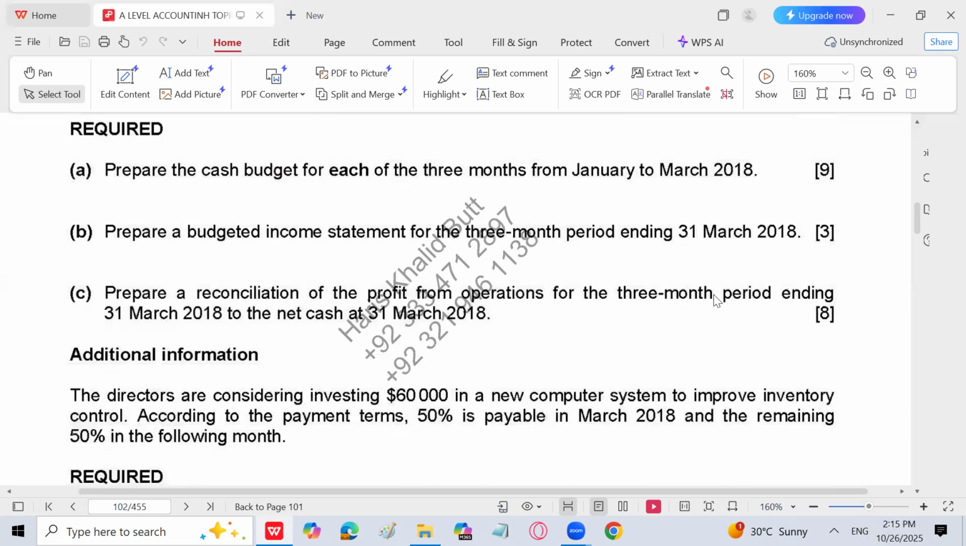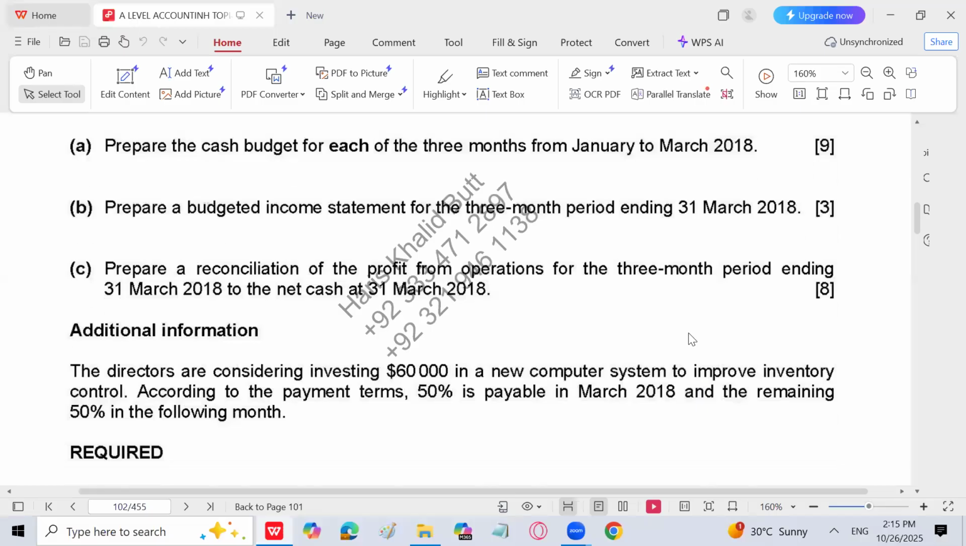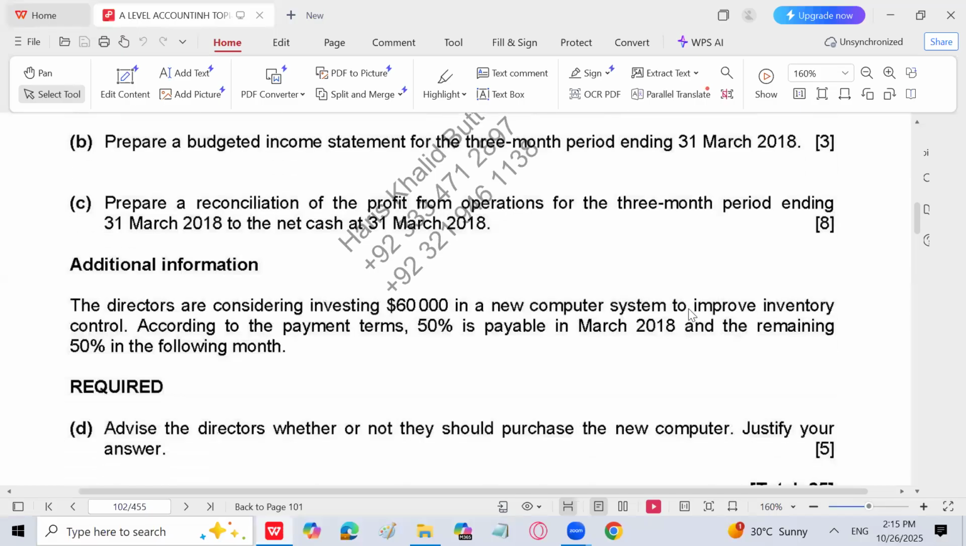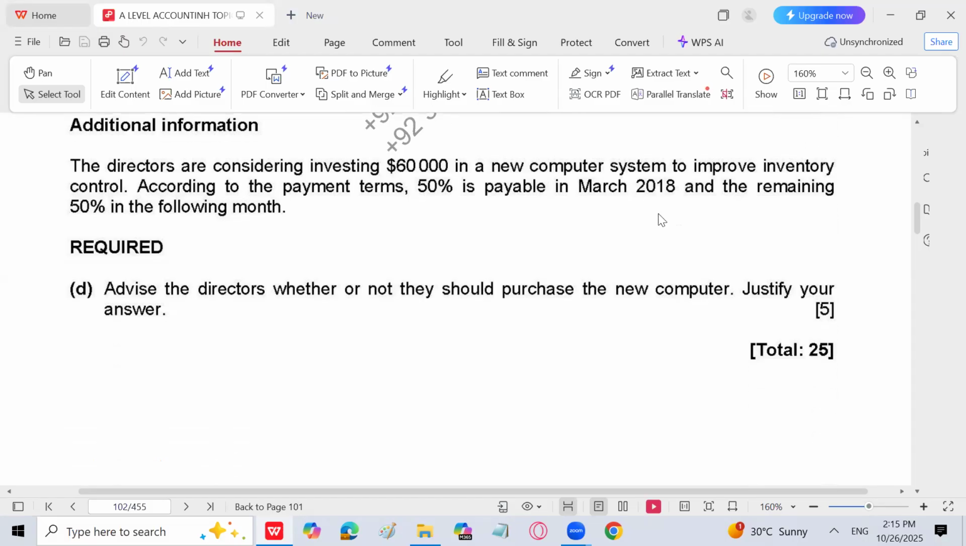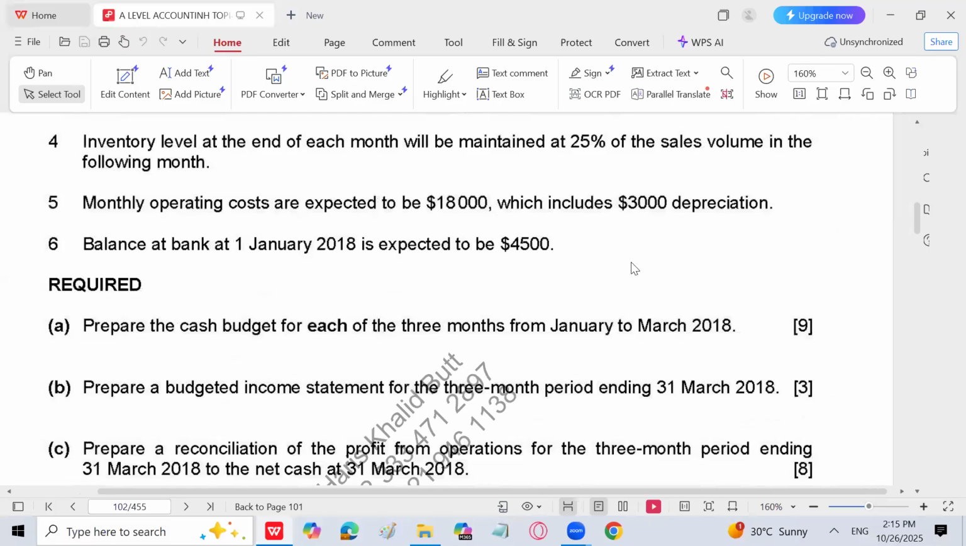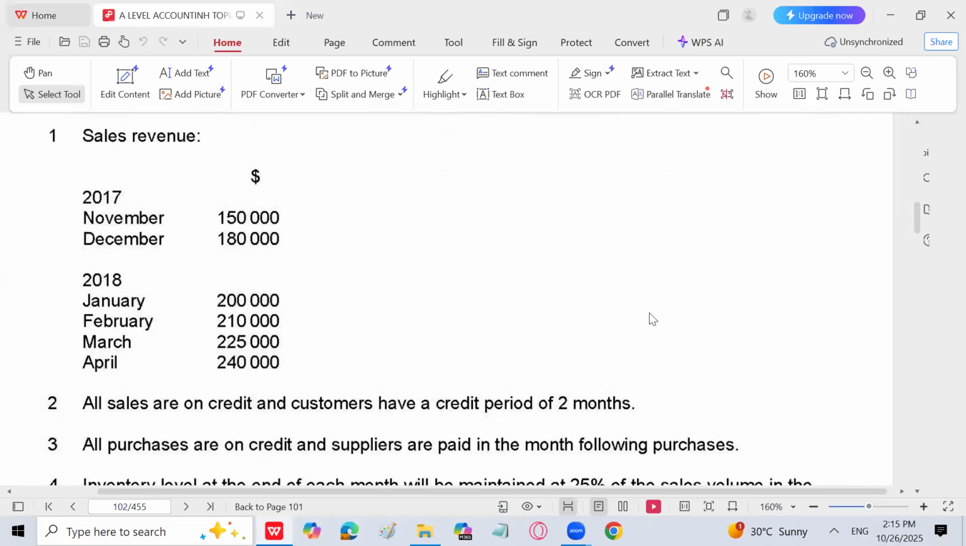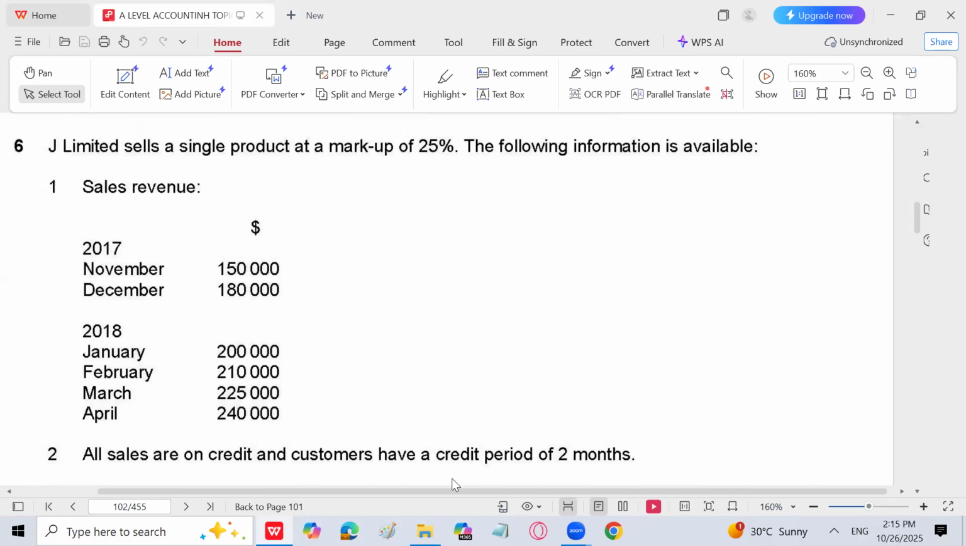The directors are considering investing 60,000 in a new computer system to improve inventory control. According to the payment terms, 50% is payable in March 2018 and the remaining 50% in the following month. Advise the directors whether or not they should purchase the new computer. Justify your answer. We will see that later. This is our question, and we are supposed to prepare the cash budget. So let's start doing it.